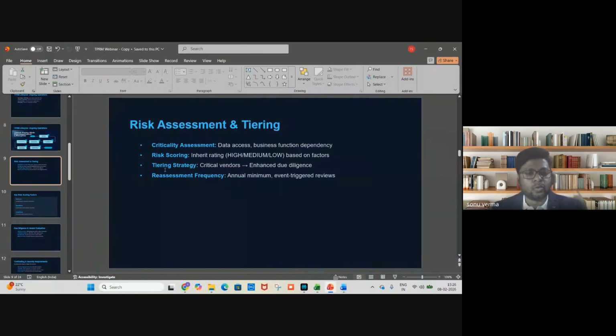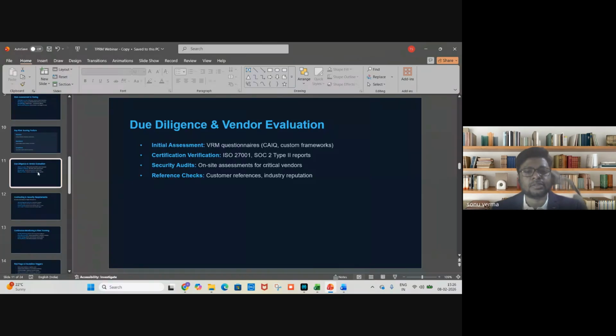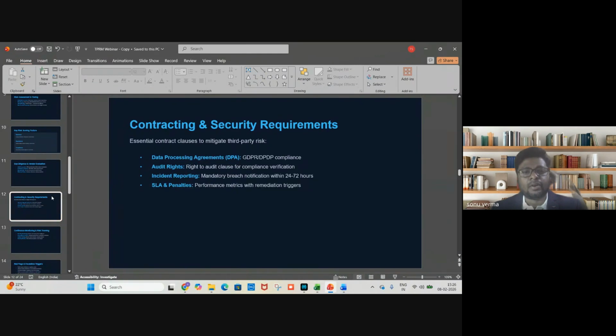And yes, the scoring part I have already covered. Technical operations compliance, I have already covered. Okay. Now, contracting and securities.